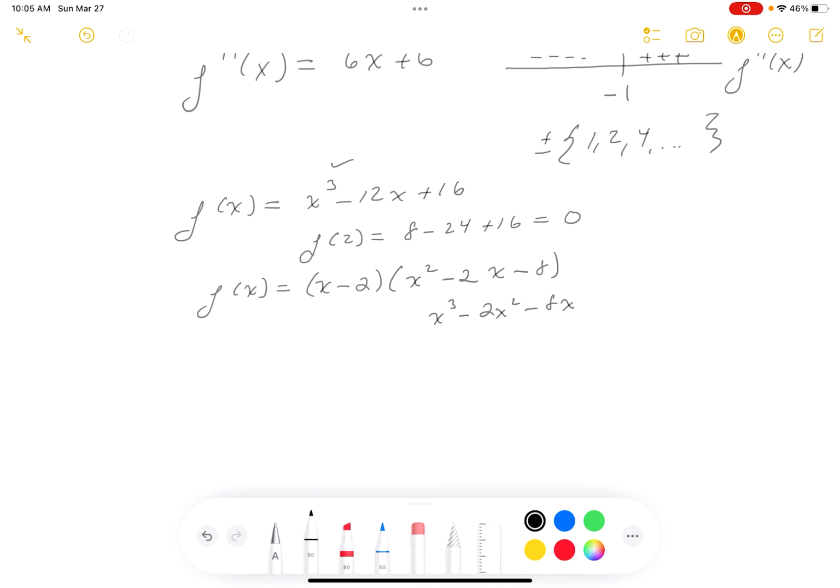I think I made a mistake, and I'm glad I checked it. I'm going to put plus 2x down. Let me check it. And I'm glad I'm really checking, otherwise I would have been in a wild goose chase. Let's check it again. X cubed plus 2x squared minus 8x minus 2x squared minus 4x plus 16. Well, if you add that together, what do you get? X cubed minus 12x plus 16. Exactly what we expected to see.